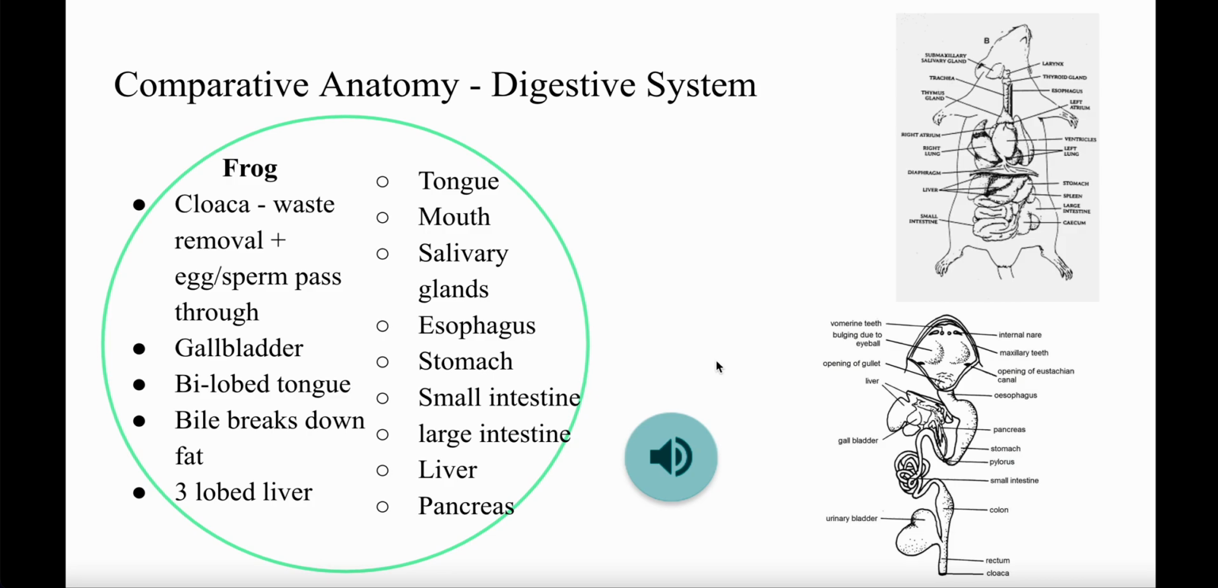They both have salivary glands, an esophagus, as well as a stomach, a small intestine, a large intestine, a liver, and a pancreas. But unlike a frog, the rat doesn't have a gallbladder.